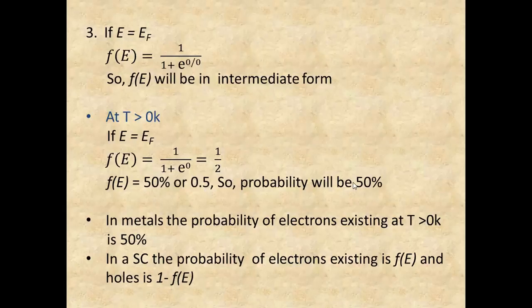That means probability is 50%, and it indicates that when temperature is greater than 0 Kelvin, electrons with energy equal to Fermi energy may or may not exist. It may exist or it may not exist. 50% means this. So in metals, the probability of electrons existing at temperature greater than 0 Kelvin is 50%, and in a semiconductor the probability of electrons existing is F(E), and the whole is given by 1 minus F(E).